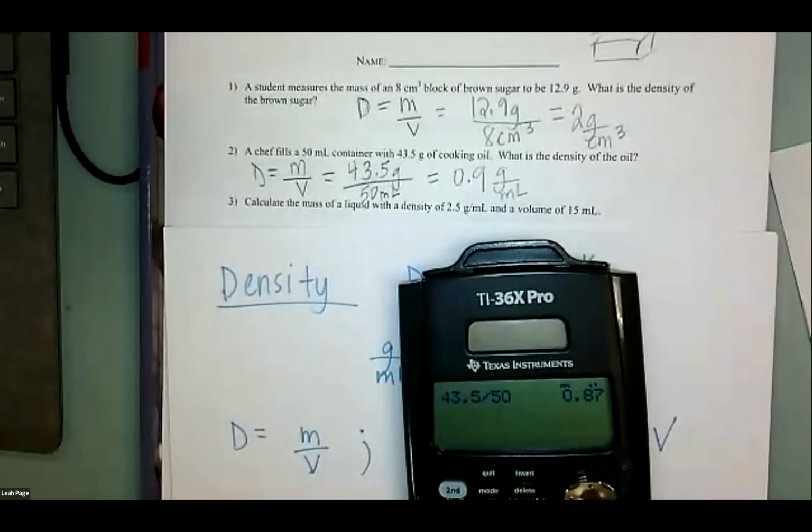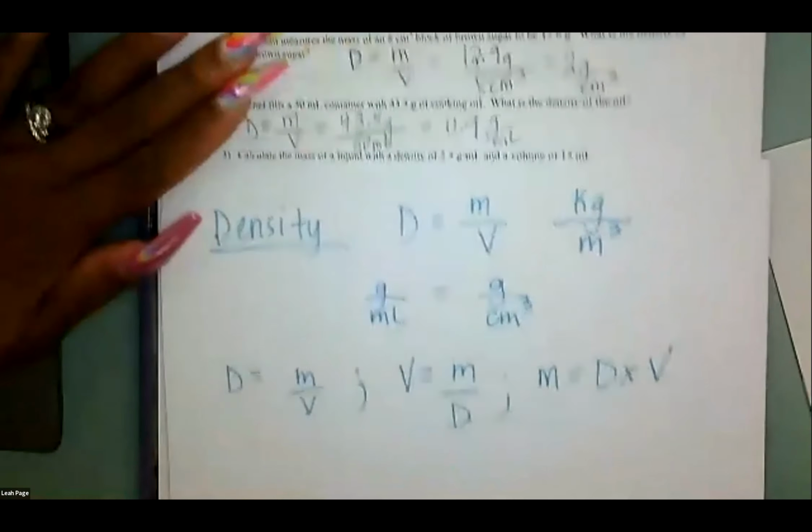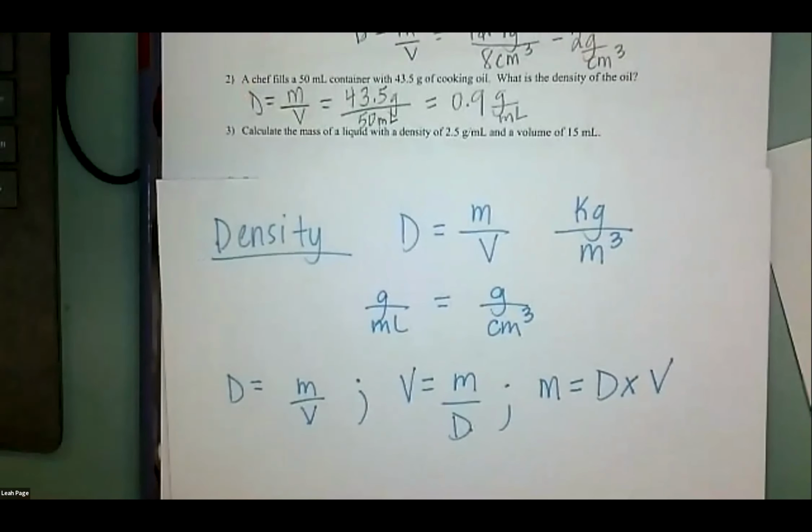So for number 1, the answer was 1.6. We rounded it to 2 because we knew that it needed to be 1 sig fig, right? That's the only reason why? Yep. Same thing with number 2. We needed 1 sig fig, so we rounded to 0.9. Okay, thank you.